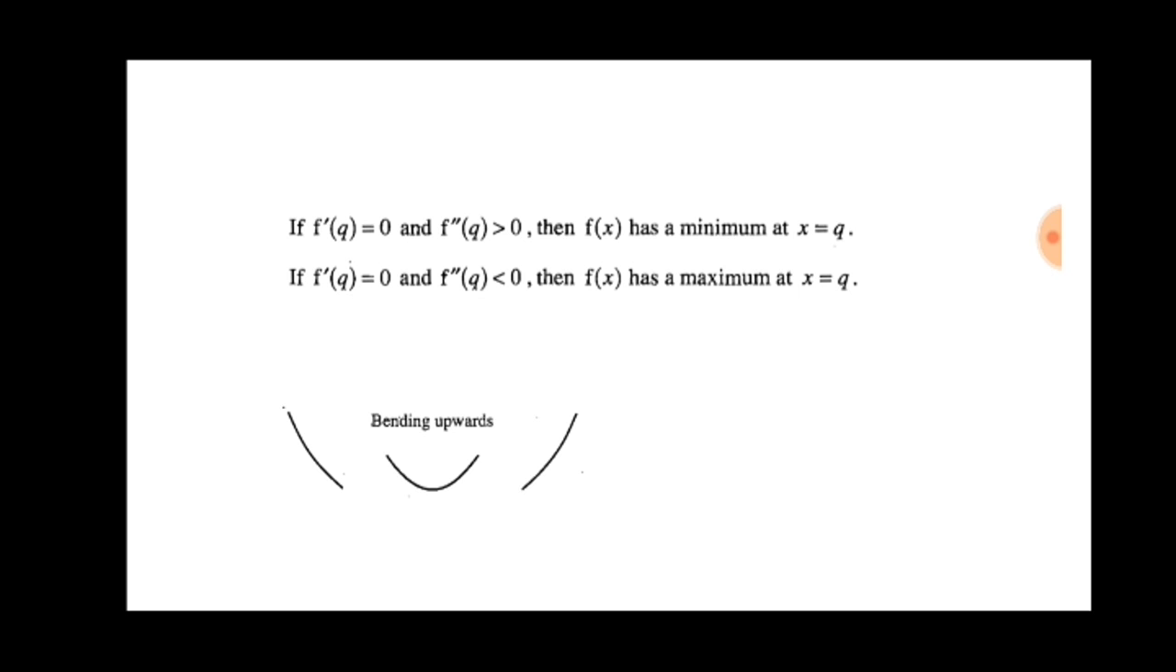For a function, if f double dash of q is positive, then the curve will be bending upwards. If f double dash of q is less than 0, the curve will be bending downwards.